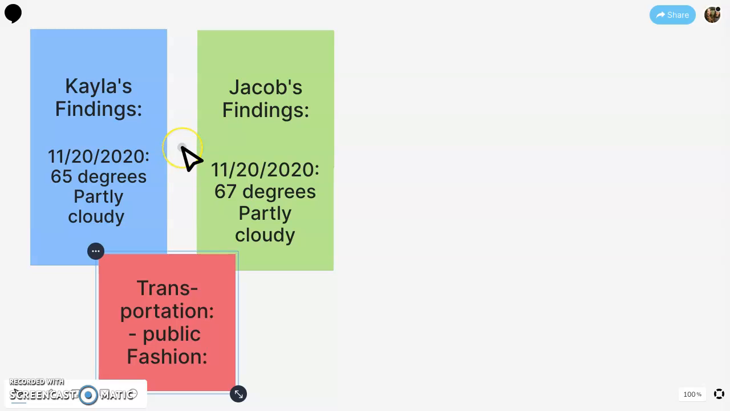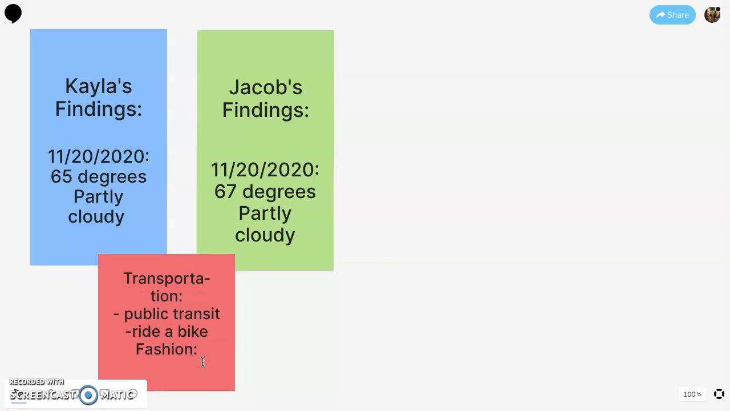So for this weather in particular, on the 20th, if it's 65 degrees out and partly cloudy, then someone could use public transit. Or someone could ride a bike, probably. It's probably not too cold for that. And then fashion-wise, you would record just a few options for people. So maybe a light jacket because it's a little chilly. Stuff like that. And you'll just list different ideas you have.